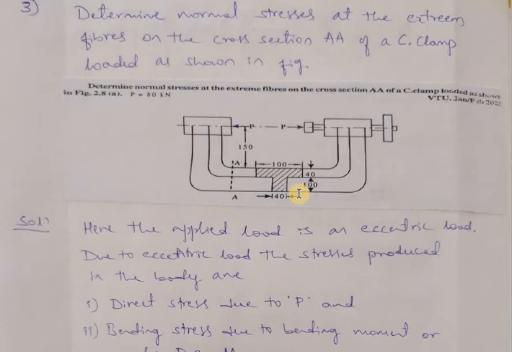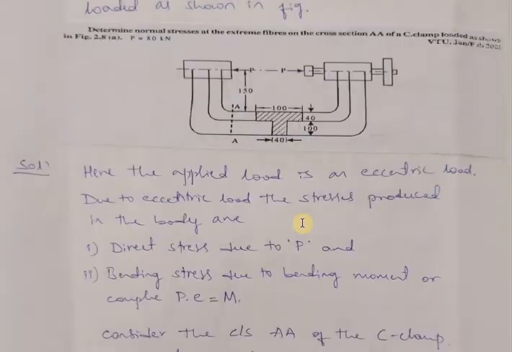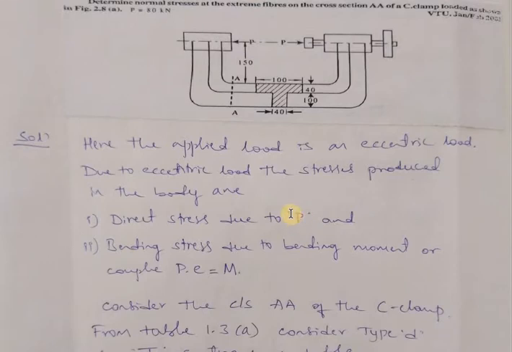What are the stresses induced due to this load P? In this question, you need to understand that the load P is an eccentric load. Due to this eccentric load, the stresses produced in the body will be of two types. The first one is the direct stress due to P. Whenever a tensile load is applied, direct stress will be induced. We know that direct stress is given by load divided by area.